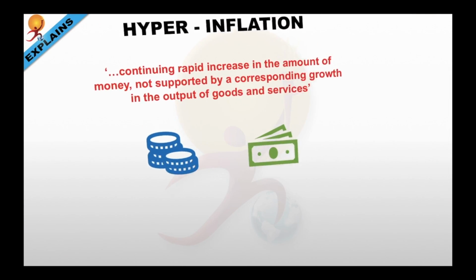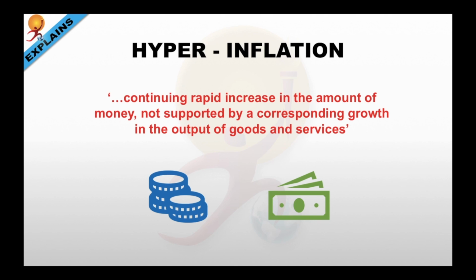Hyperinflation occurs when there is a continuing and often accelerating rapid increase in the amount of money that is not supported by a corresponding growth in the output of goods and services. In simple terms, it means a lot of money is being pumped into the system. And who else can pump large amount of money into the economy than the government?